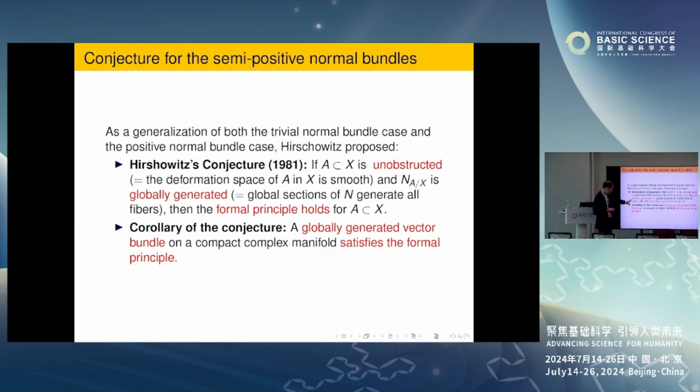And one corollary of the conjecture is that a globally generated vector bundle on a compact complex manifold satisfies the formal principle. So this is one corollary.